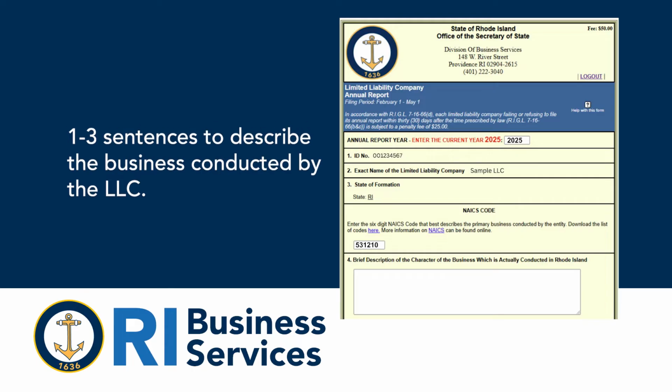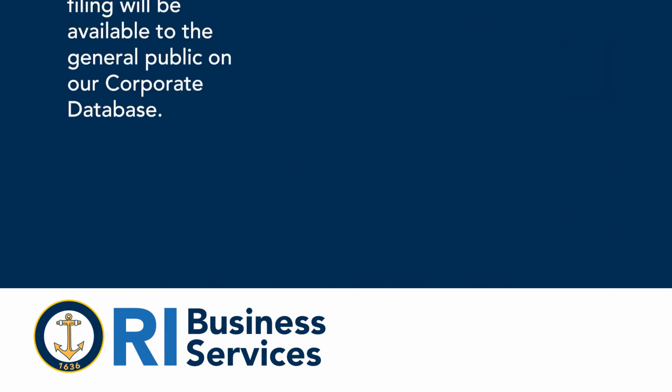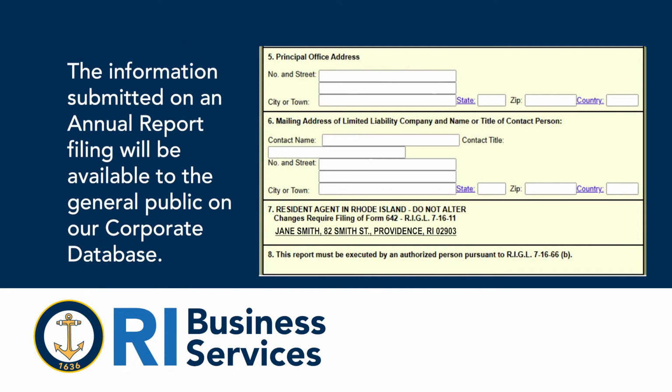Next, in Section 4, briefly describe what your business does. For example, what kind of services or products does your business sell? 1 to 3 sentences will do. I'm using a fake business as an example for this video, but I'm going to pretend that my fake business is in real estate, so my description would look something like this: assisting buyers and sellers in the sale and/or rental of real estate.